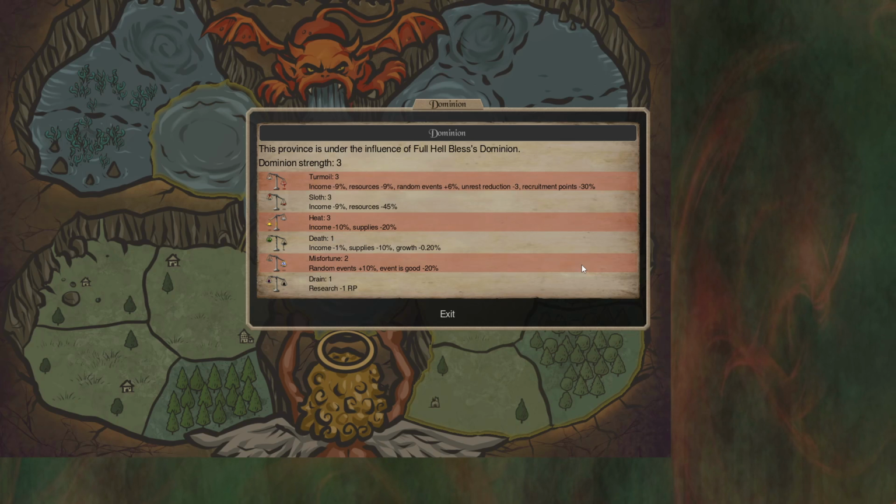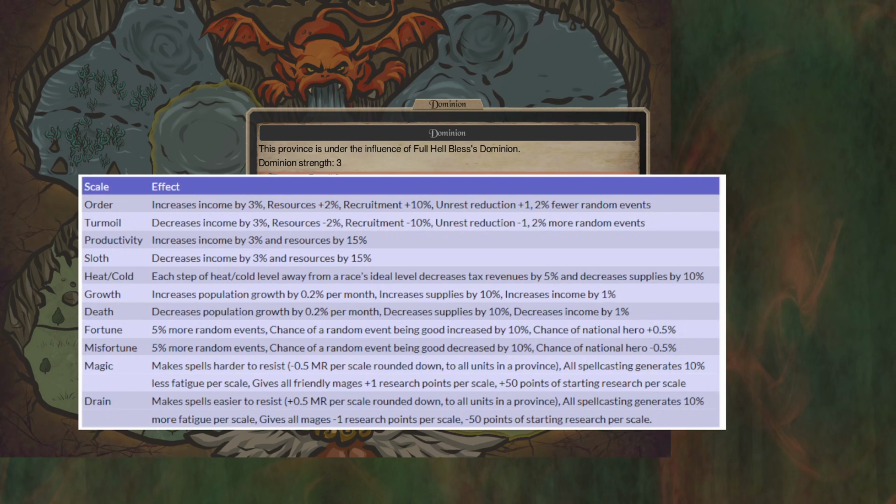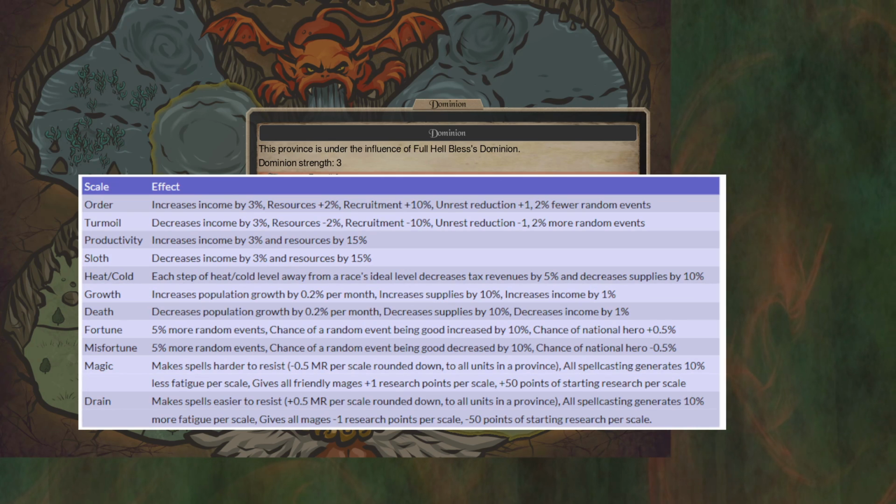So for the following explanation, remember that for the bad side of scales, they are negative, so that makes the positive benefits into a negative and vice versa. I'll also bring up an image to help you visualize it better. Okay, so for order and turmoil scales, you multiply the scale level in the province by the following. Income plus 3%, resources plus 2%, recruitment points plus 10%, unrest reduction plus 1, -2 random events.